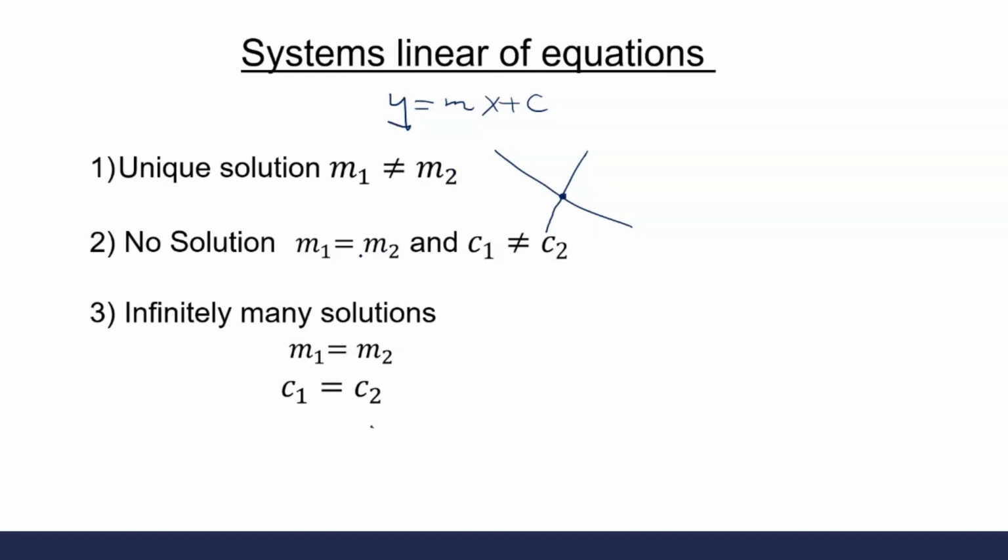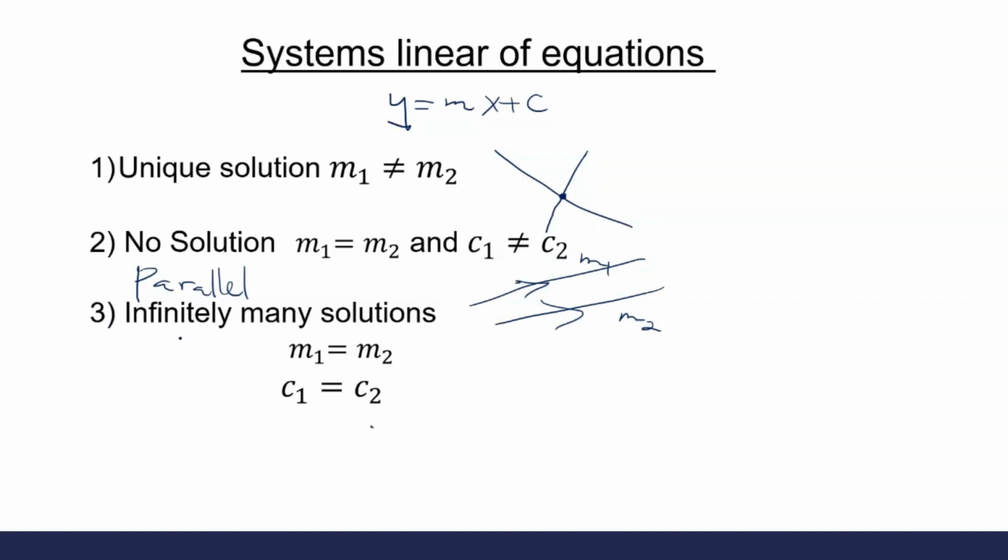And you have no solution, which is parallel. The two lines won't touch. They face the same direction, but they won't touch. C1 does not equal C2, but M1 equals M2. So that's also a parallel one.